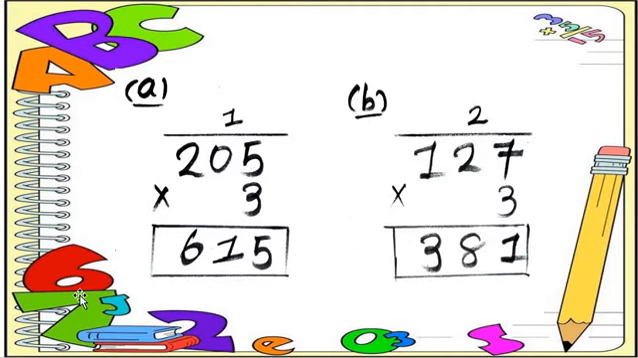So now students, first of all, what should you do? You write the question: 205 multiply with 3. And then try to solve this sum. And after that, 127 multiply with 3. Try to solve both these sums. And then after that, we will solve them here. Understood?